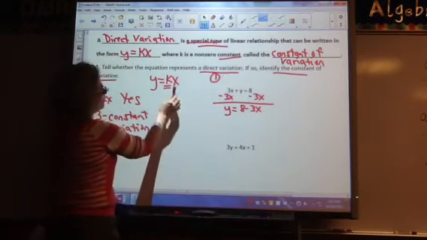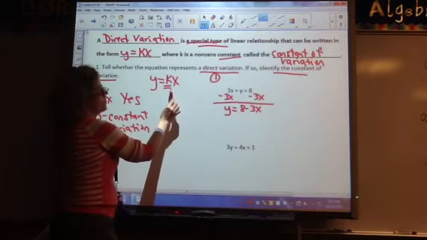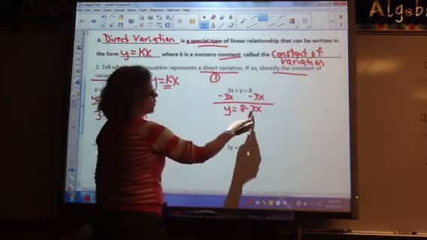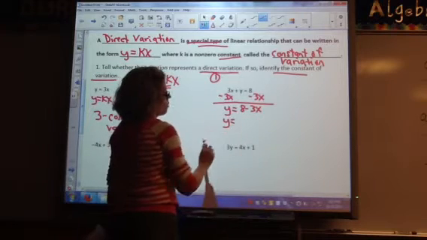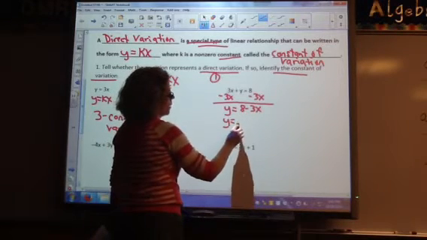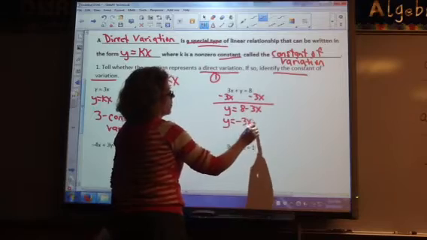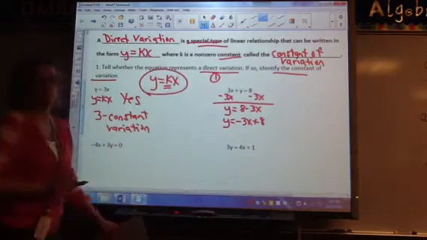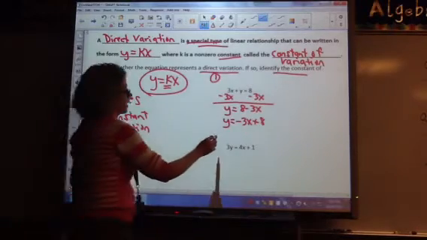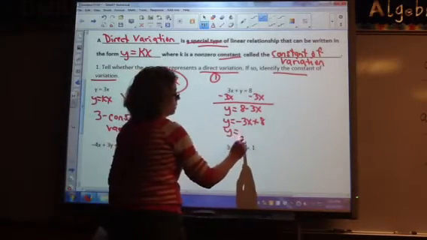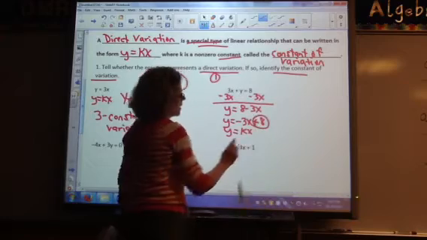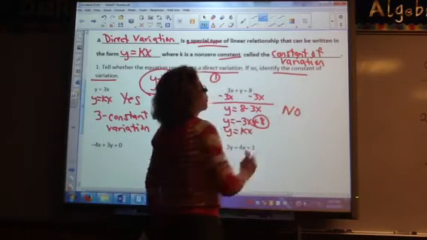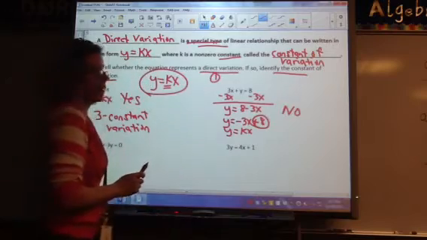Well, let's go ahead and put the constant that's with our x first. So y equals negative 3x, and that's a positive 8. So is it in this form right here? No, it is not. Y equals kx is not, because of this 8 right here. So the answer here is no. Therefore, there's no constant of variation here.